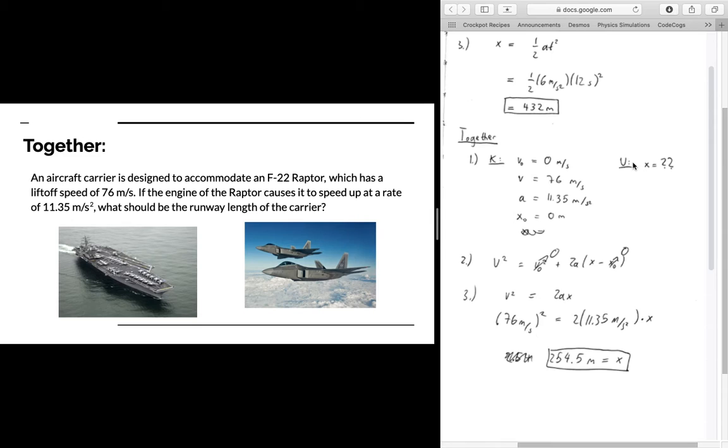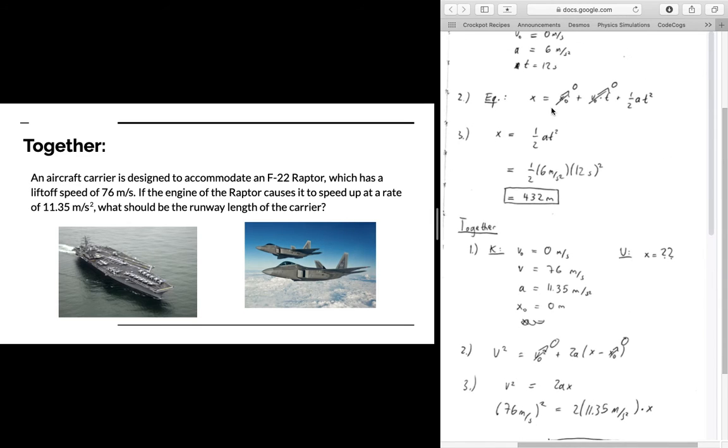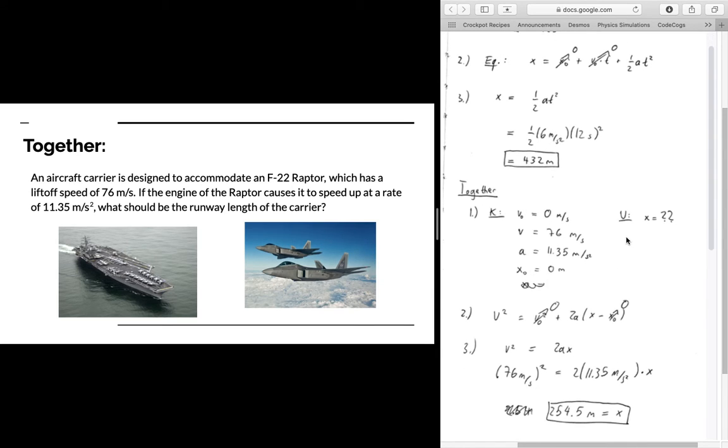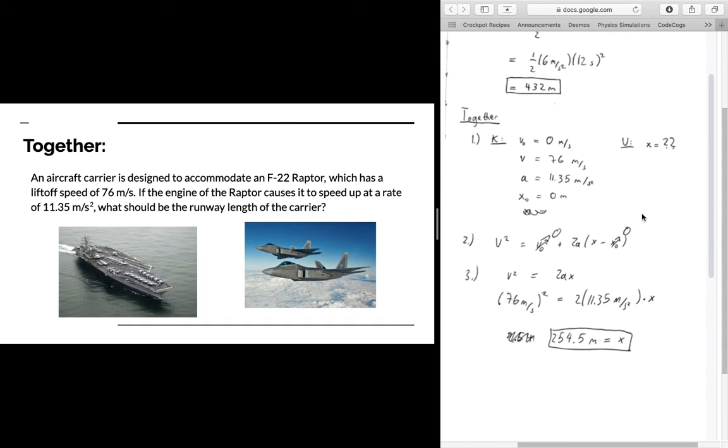In this case, it may be tempting to go back and use this second kinematic equation. But the second equation contains time, whereas we do not have time in this problem. We could solve for time, but that would involve more work than we need to do here. By comparing our knowns and unknowns with our list of equations, we can see we need to use the third kinematic equation.